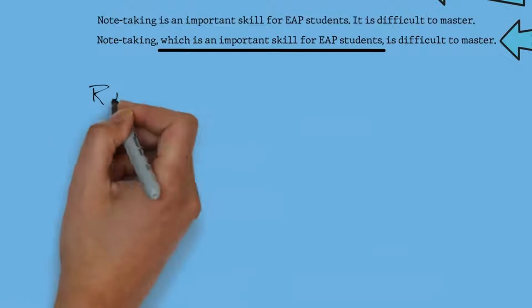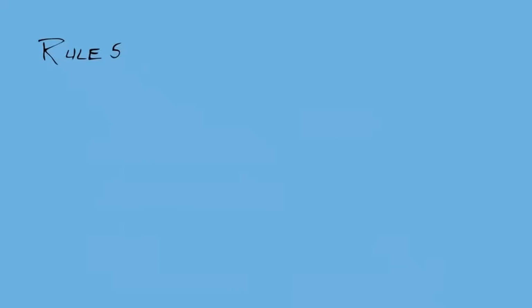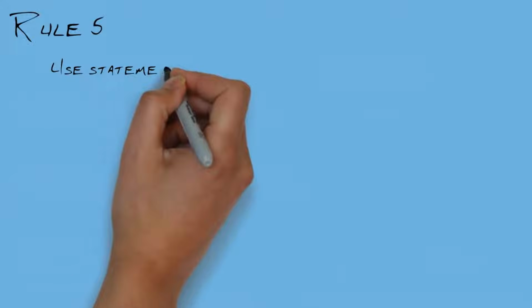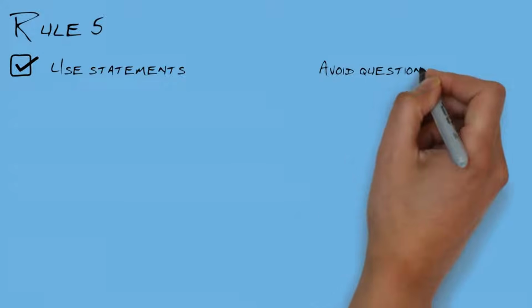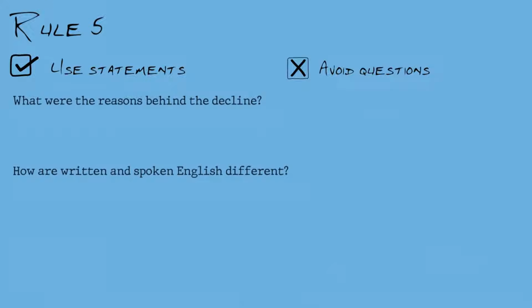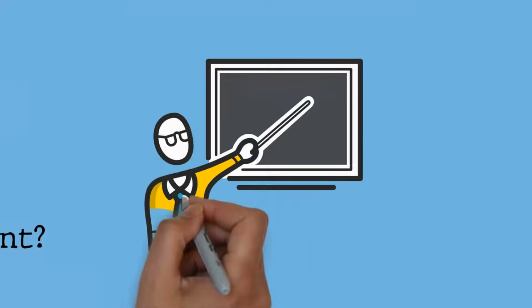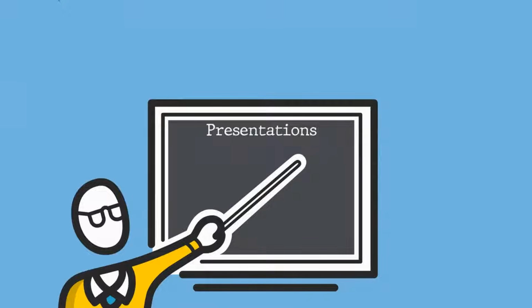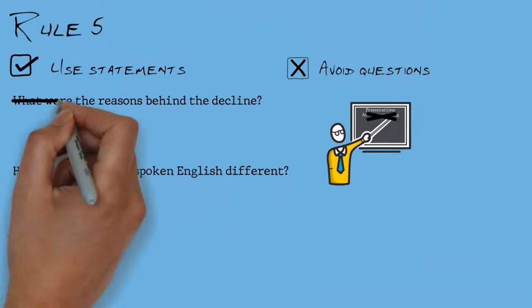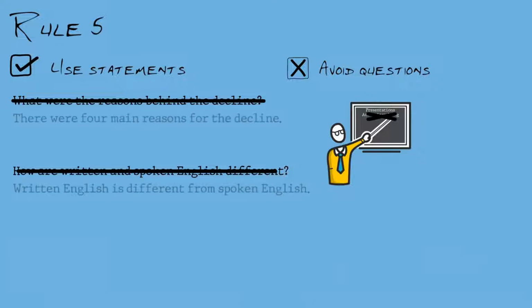Rule 5. Use statements and avoid questions in your writing. So here are 2 examples of questions. What were the reasons behind the decline? How are written and spoken English different? So questions like these are fine if you're giving a presentation, but it's not common to use questions in academic writing. Instead, use statements. There were 4 main reasons for the decline. Written English is different from spoken English.